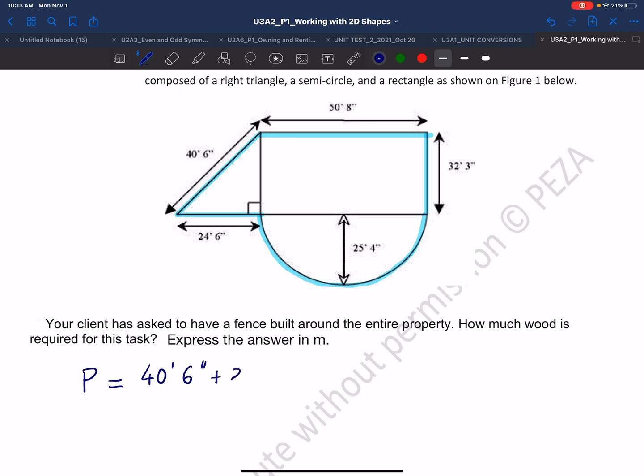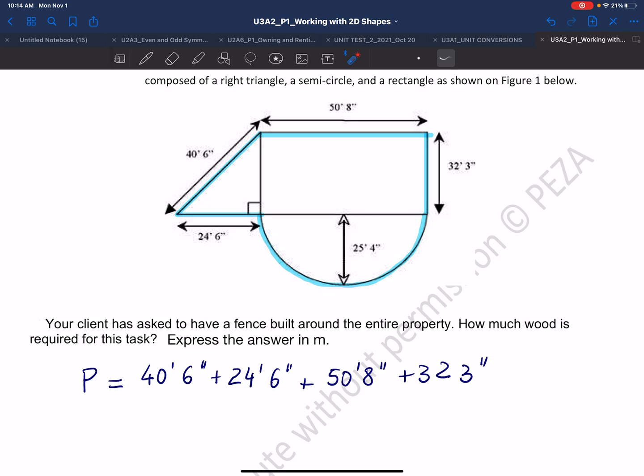And then we have 24 feet and 6 inches. We have this one here, right? We have 50 feet and 8 inches. We have 32 feet and 3 inches. And then we have this perimeter here, which is the half circumference of this circle.